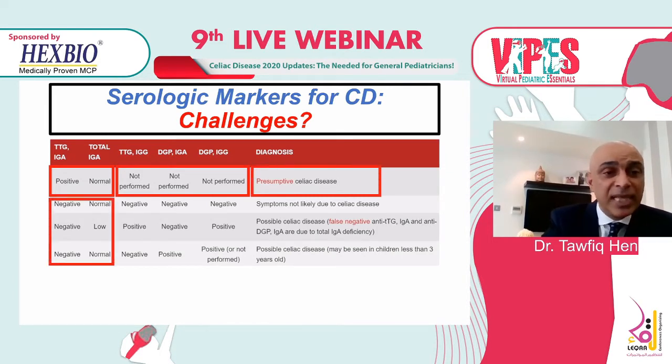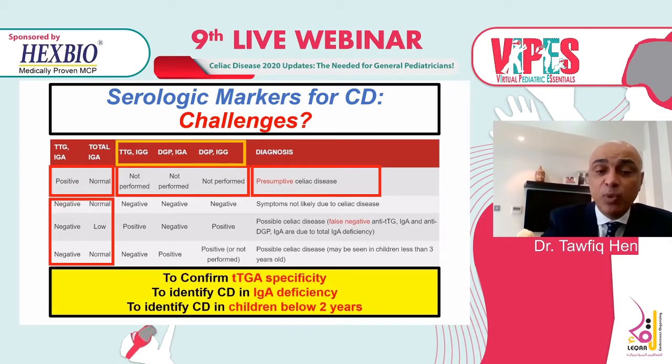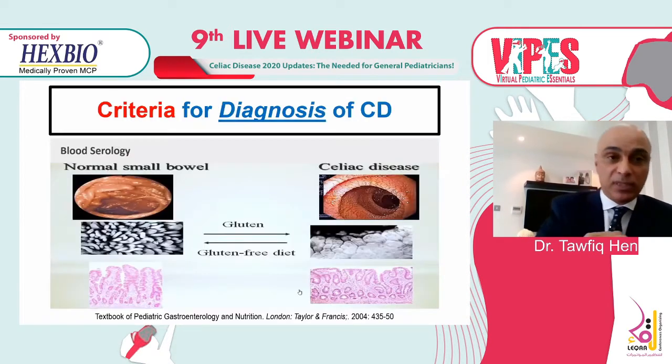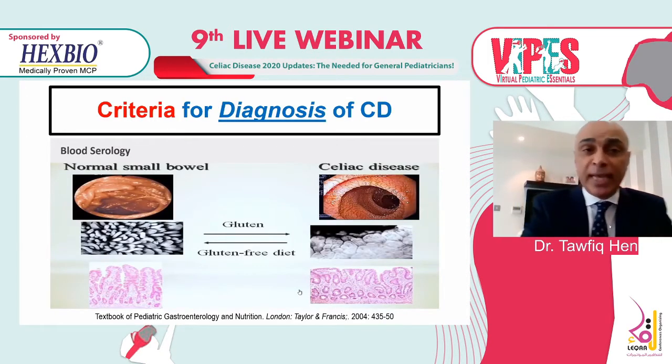However, if it is negative or normal, low, negative, we have to go for other tests like tissue transglutaminase IgG, deaminated peptide IgA and IgG. Why is this important? Because we have to address certain things: to confirm the tissue transglutaminase antibody specificity, to identify patients with celiac disease who have IgA deficiency, and to identify celiac disease in children below the age of 2 years.